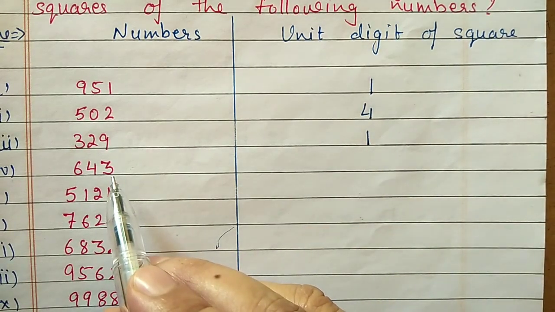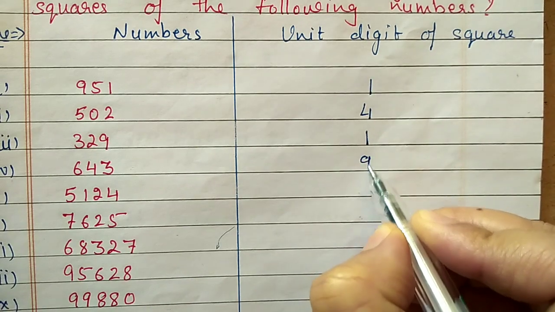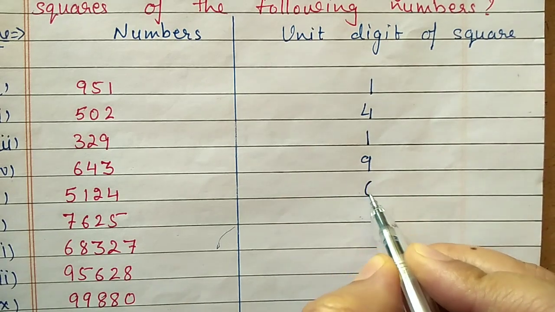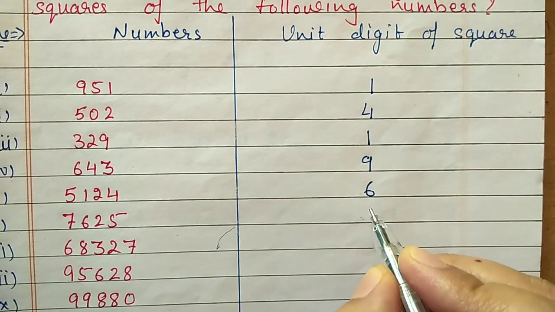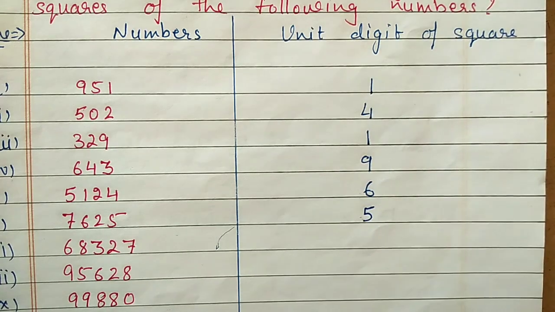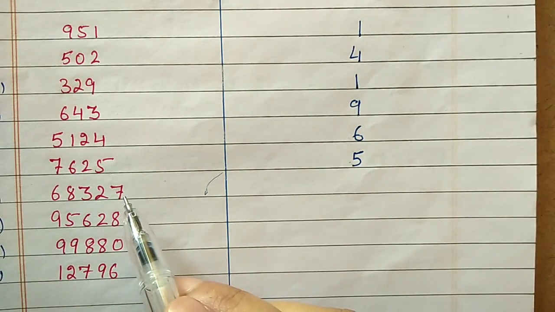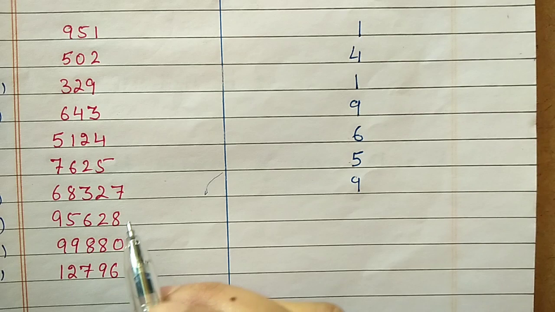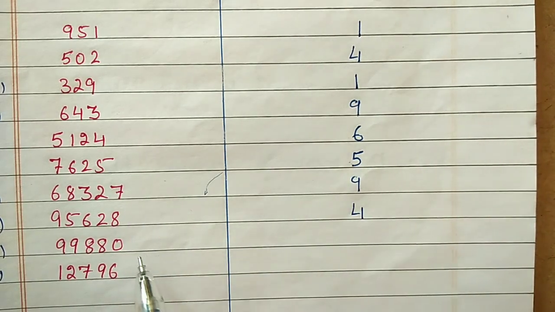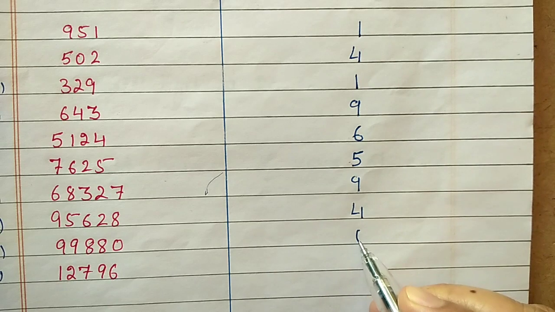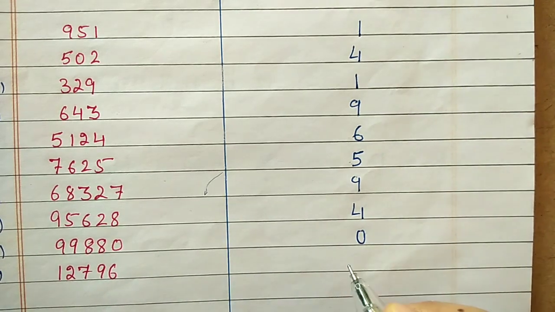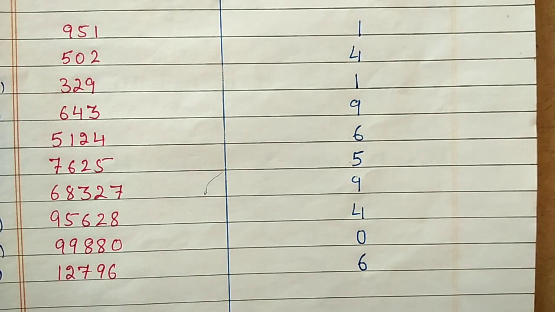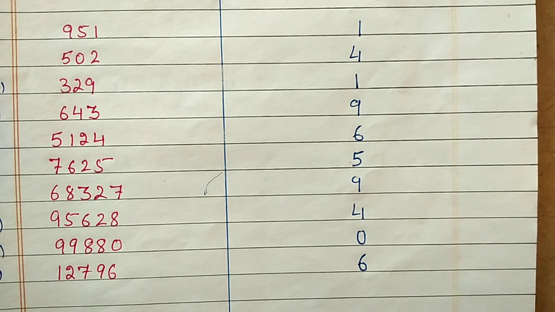In the fourth one, 3. 3 square is 9. Then the fifth one, 4. 4 square is 16. It means 6 we are getting at the end. 5. 5 square is 25. So 5 will be the unit place. Then here 7. 7 square is 49. 9 is the unit place. 8. 8 square is 64. So 4 will be at the unit place. 0. 0 square is 0. And 6. 6 square is 36. So the unit place is 6. So only by seeing the unit place we can guess the unit place of a square number.